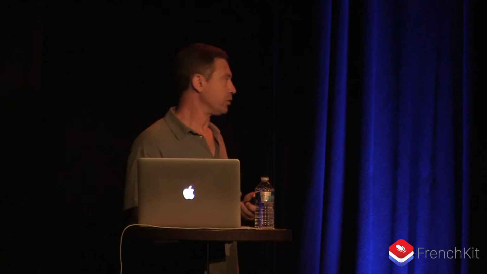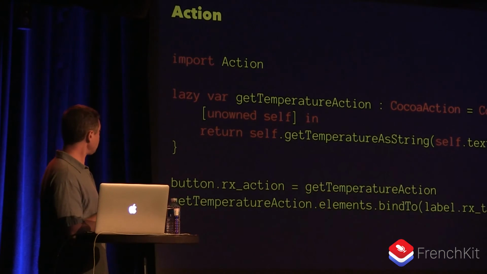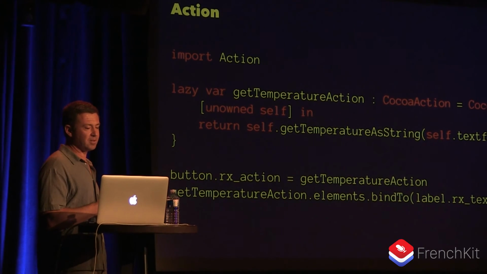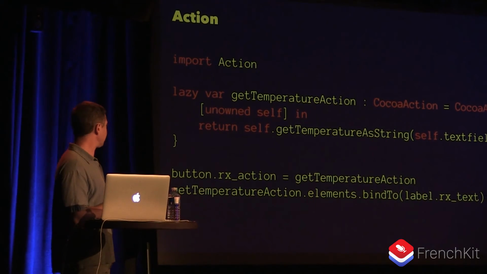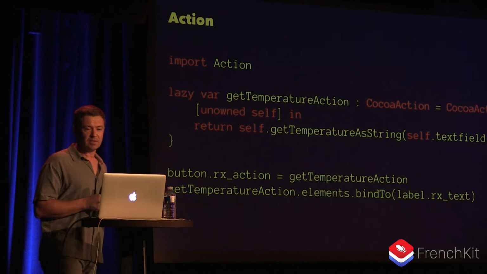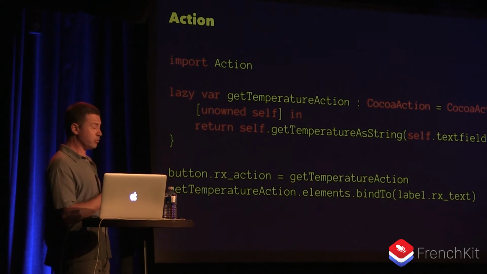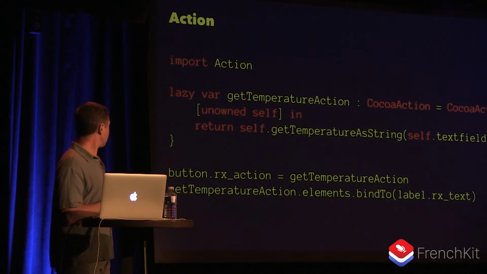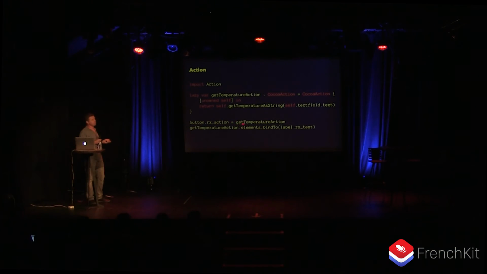So here, we still have our button to get the temperature, we still have our text field where we enter the city name, and we still have a label to display the result. We're just going to wire the things a bit differently. Our action, when executed, obtains the latest string from the text field in a non-reactive way. Sorry, for this example I made it short. Then it returns an observable, which is our familiar get temperature string, which is our observable request. And we set the action on the button first. So when the button is pressed, the action is executed.